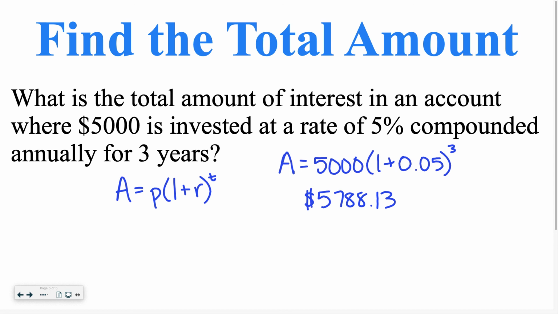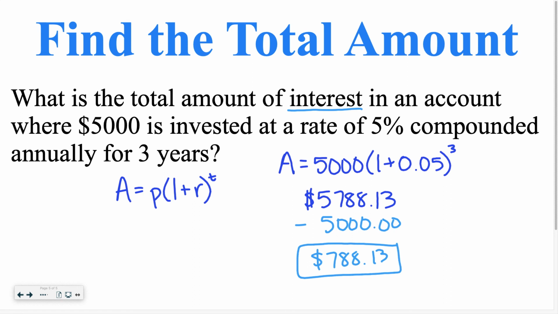Okay, so I have $5,788.13 is my total, but I want the amount of interest. So I'm going to subtract the starting amount and see how much interest was earned. So $788.13 would be my final answer.